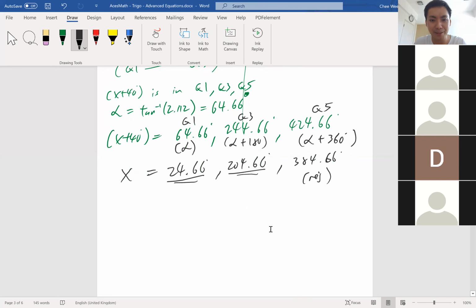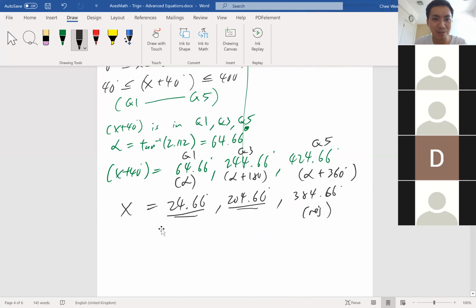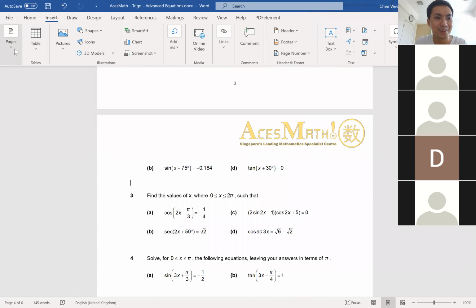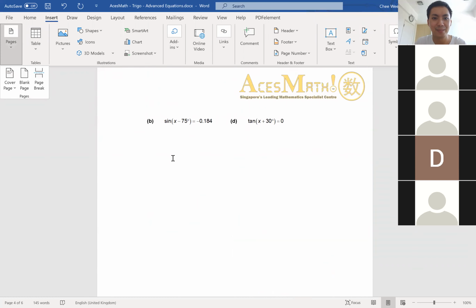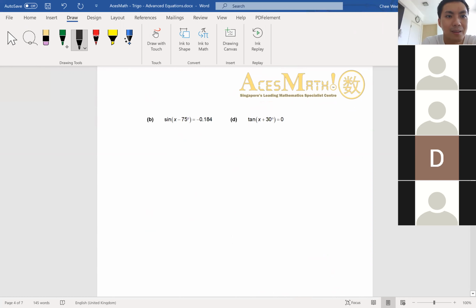Okay, so Pavan, you will try 2B. So x is actually originally between 0 to 360. Yeah. So now I'm minus 75. So first you have to, so 0 is greater than or equal to x minus 75.